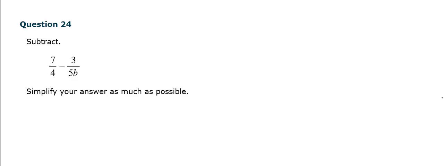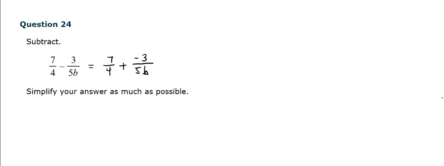Our next problem, we don't have common denominators, and we also have a subtraction problem. So what I do is I change all subtraction problems to adding the opposite. So that means I change it from 7 over 4 minus 3 over 5b to 7 over 4 plus negative 3 over 5b. So I would change all the signs in the numerator or the denominator. So I always choose the numerator for now.